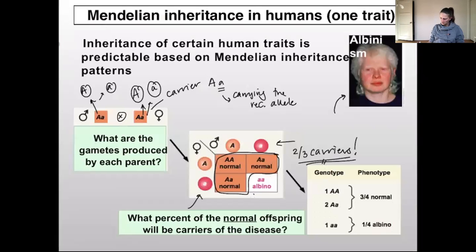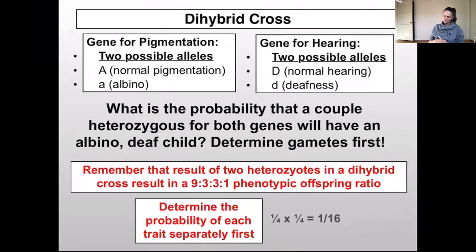So if I asked a different question, for example, what percent will have albinism? That would be 25%, right? Our little 1/3 there. Sorry, 1/4. Okay. And again, you can look at genotype and phenotypic ratios.